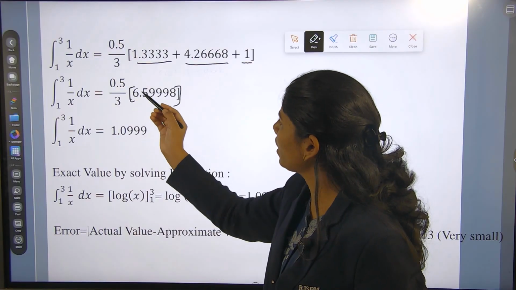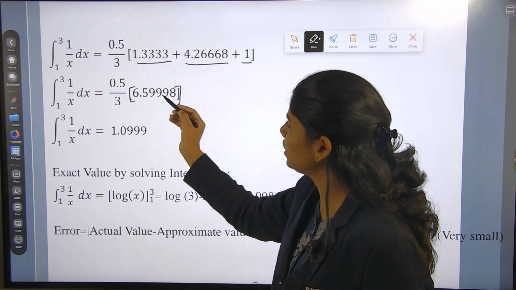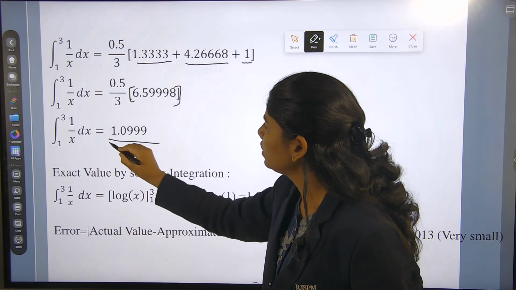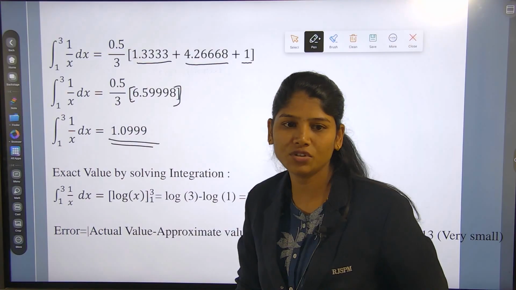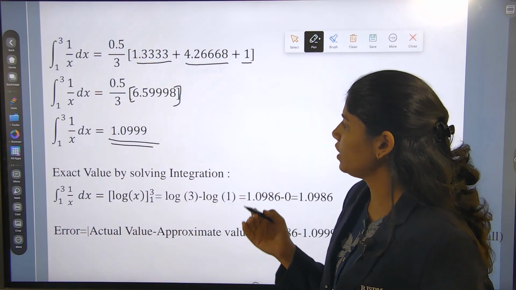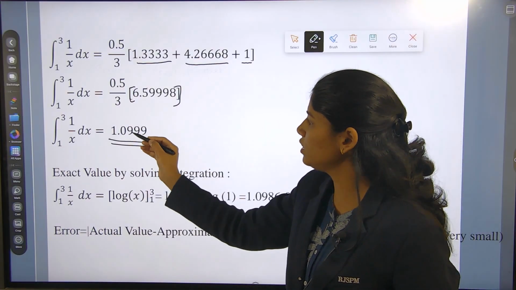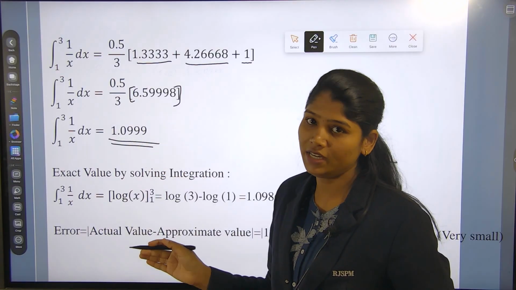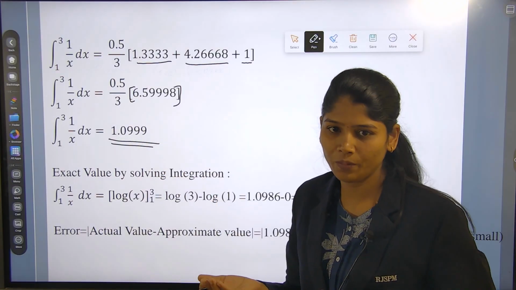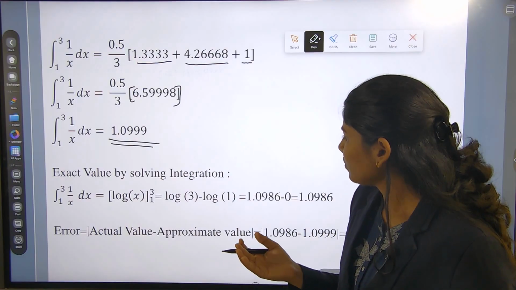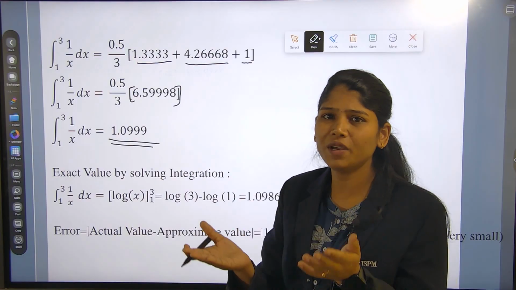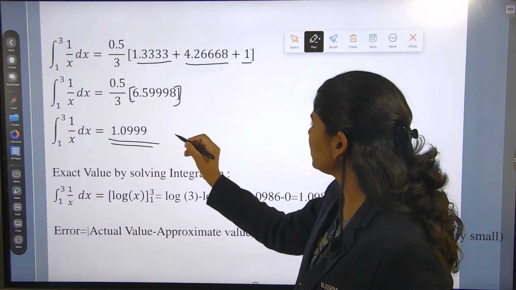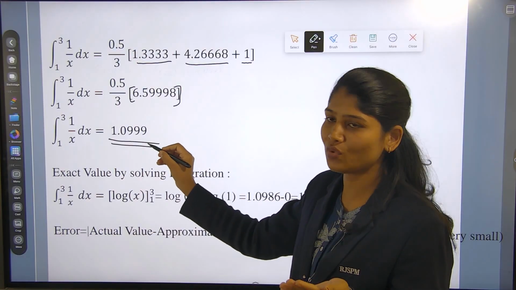So add these terms, write them down in a bracket, then do the multiplication. So 0.5 into 6.59998 upon 3. So we get here the value of the integration from 1 to 3, 1 upon x dx, as 1.0999 by Simpson's 1/3 rule. Okay, so we compare the actual value with the approximate value. This one is the approximate value by Simpson's 1/3 rule.